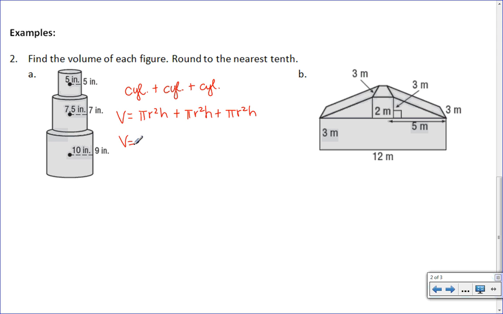Okay, so let's start at the top. The radius of the top cylinder is 5 and the height is 5. So that's 5 squared times 5. For the second one, the radius is 7.5 and the height is 7. And for the last one, the radius is 10 and the height is 9.